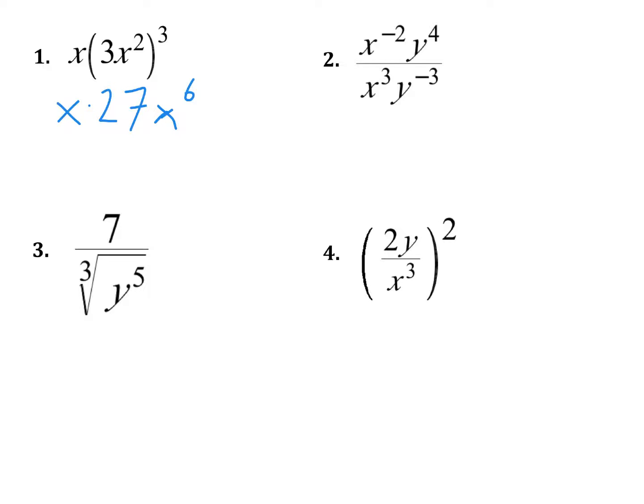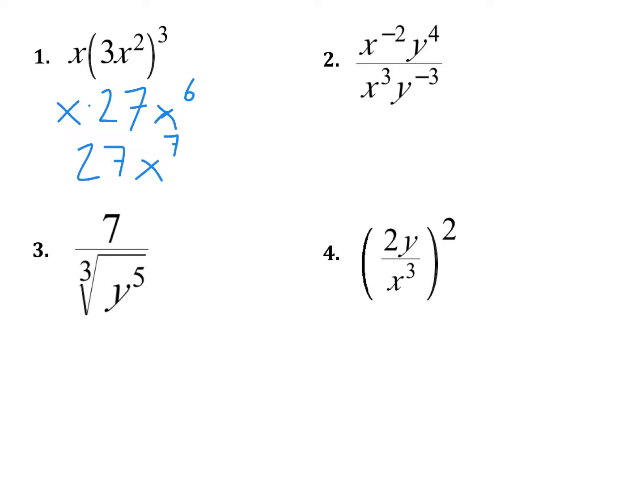Now I see what I can simplify from here. Notice I can combine those two x's. If I do x times x to the 6, that will give me x to the power of 7. Because of course that x, remember, is x to the power of 1. We just don't write in the 1.